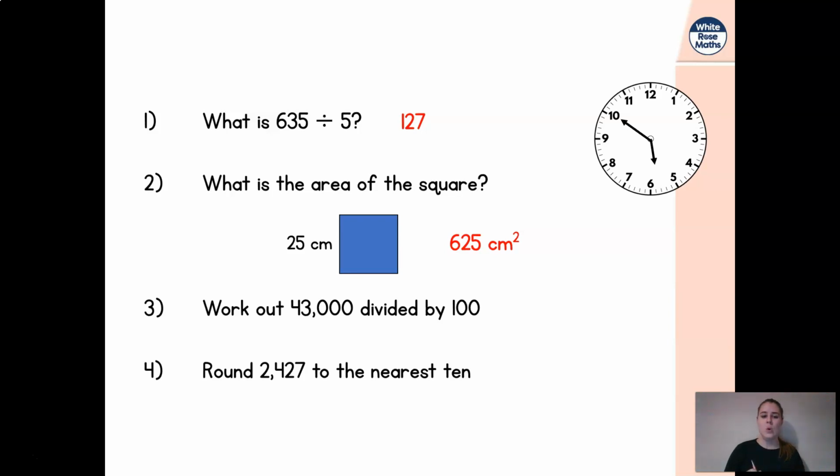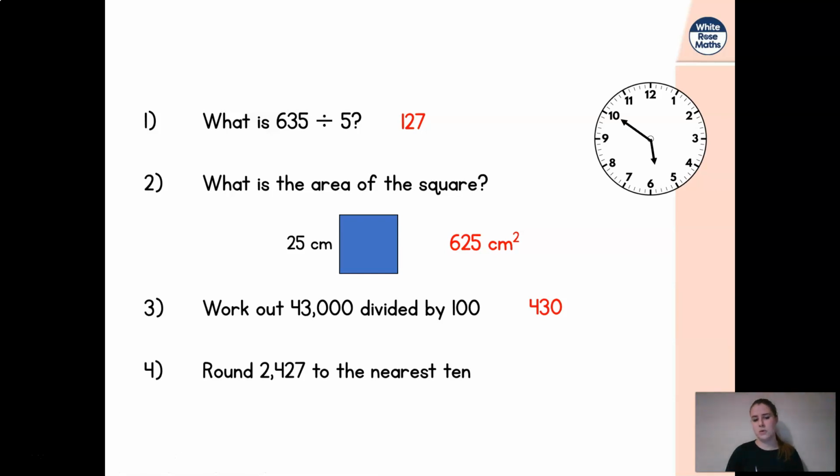Okay. Work out 43,000 divided by 100. Okay, well, we know in dividing by 100, it's got to get 100 times smaller, so our digits have to move twice. Okay, so our answer is going to be 430.